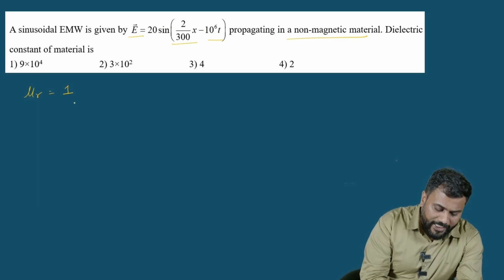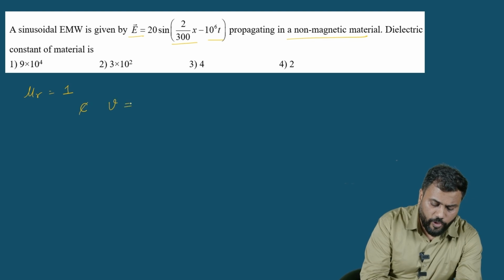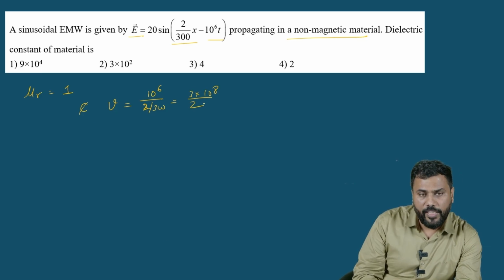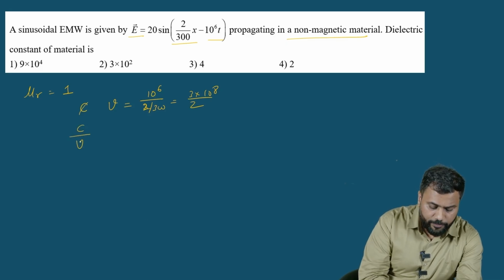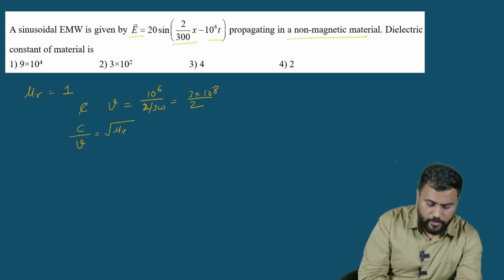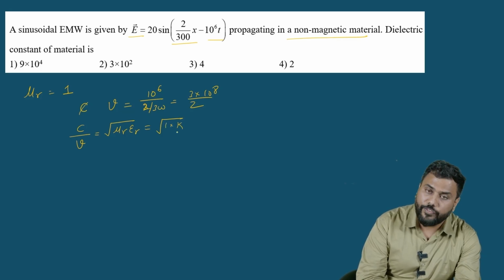So looking at the expression of E vector, you can find the wave speed. Let us call wave speed to be V because we don't know whether this is free space or not. So that will be negative of coefficient of t upon coefficient of x, which is 2 by 300. So if you see, this is 3 into 10 power 8 by 2. The speed of wave in the medium is known to you. Now speed of wave in free space upon speed of wave in the medium is the refractive index of material. And you know that is going to be root over mu r epsilon r. Mu r for non-magnetic material is 1 and epsilon r is nothing but dielectric constant, which we need to find out.